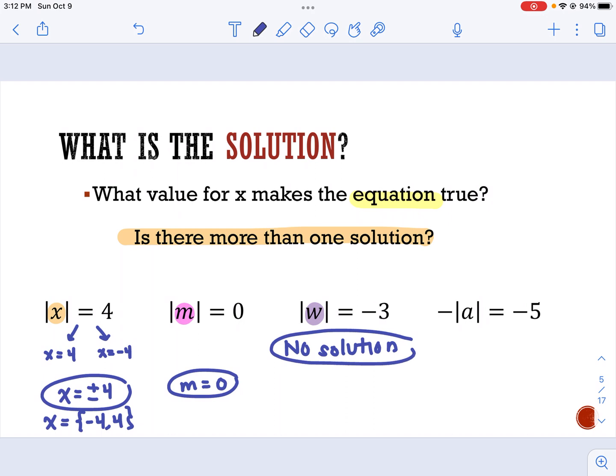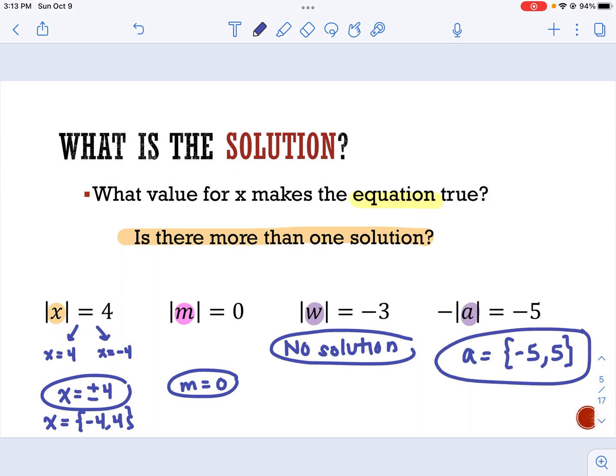So now let's go to my last one: the negative absolute value of a is equal to -5. Once again, I would ask, what value of a can I replace inside that absolute value sign that would result in 5? The absolute value of a would be 5, and then tag that negative on, that would give me the -5. And in this case, you're absolutely right. a would equal -5 or 5.